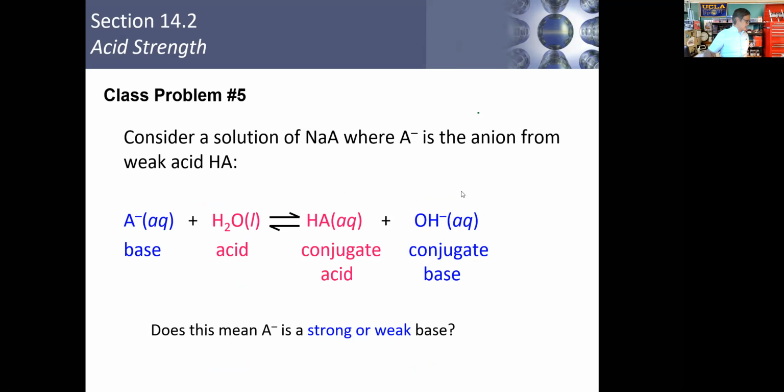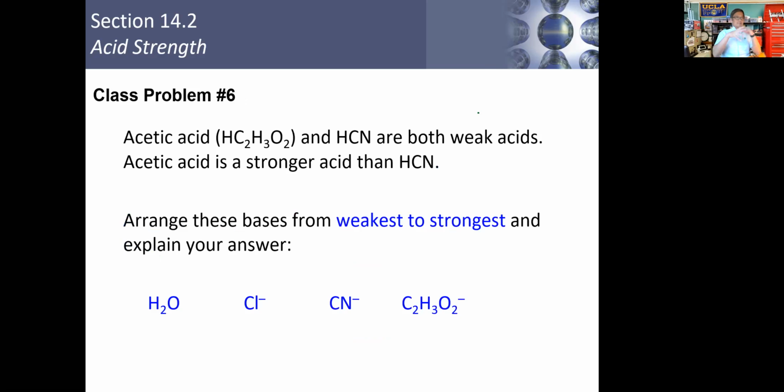Now, let's take a look at the next question. I think this may take you about 4 or 5 minutes to consider. Let's take a look at number 6. I have given you 4 different bases here, and I want you to put them in order from weakest to strongest, and then tell me why you came up with that answer. So not only put them in order, but also explain your answer, folks.